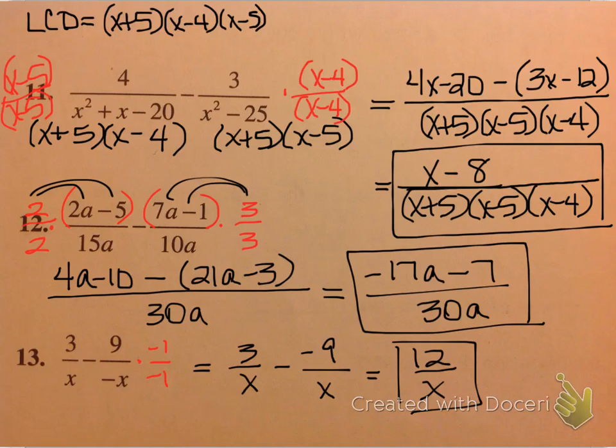So if you notice that your denominators are just opposites of one another, all you have to do is multiply by negative 1 over negative 1, and then your denominators will be the same.